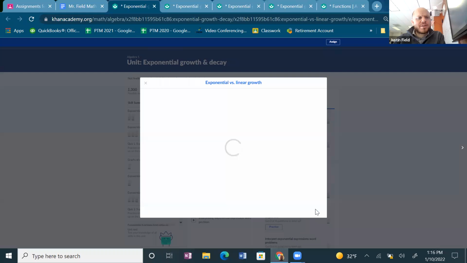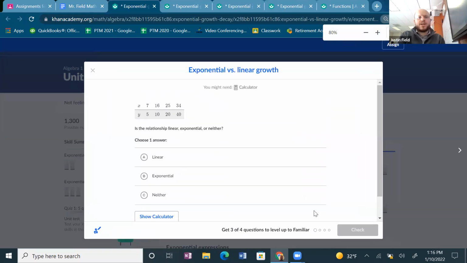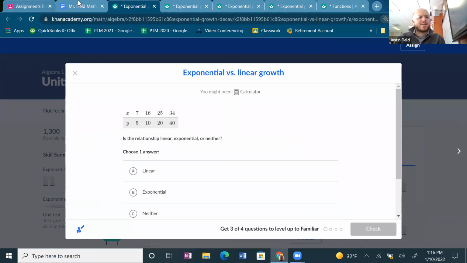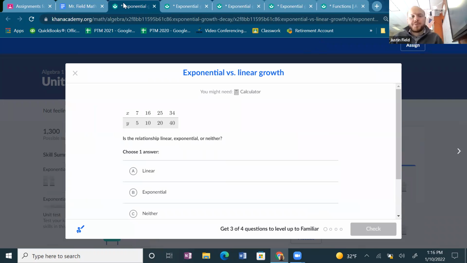I don't know why this is so small. Increase the size. Okay. So is this the first one? Exponential versus linear growth. All right, so exponential versus linear growth.